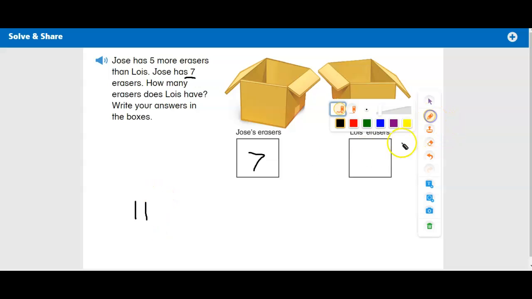Now we're left with how many tally marks? 1, 2. We're left with 2. So we had the 7 erasers that Jose has. Jose had 5 more than Lois, so we took away 5 of those erasers, and we are left with 2. So that means that Lois has 2 erasers.